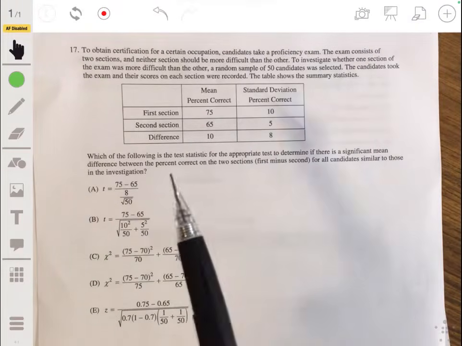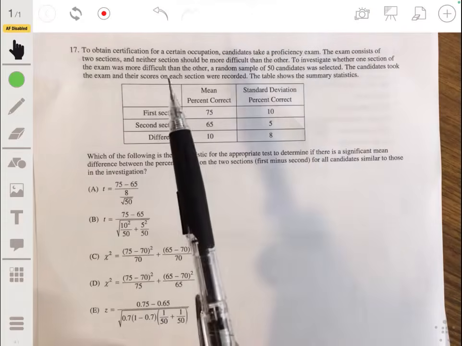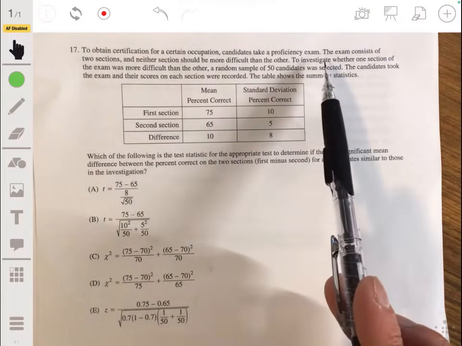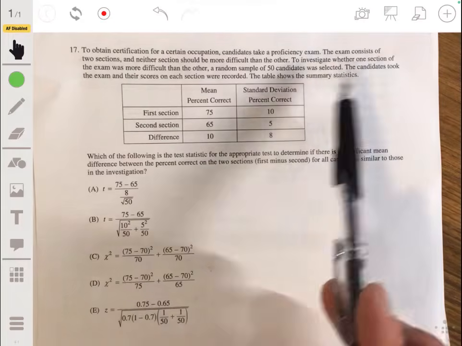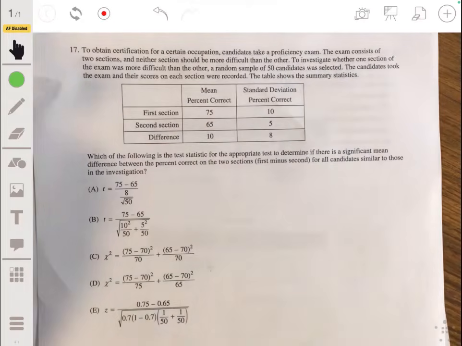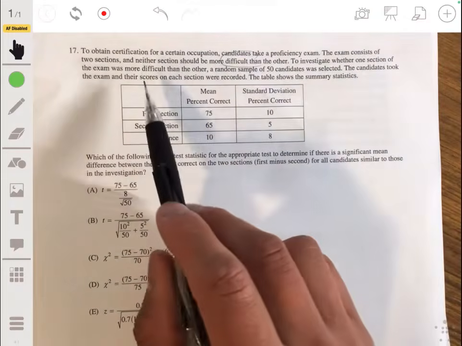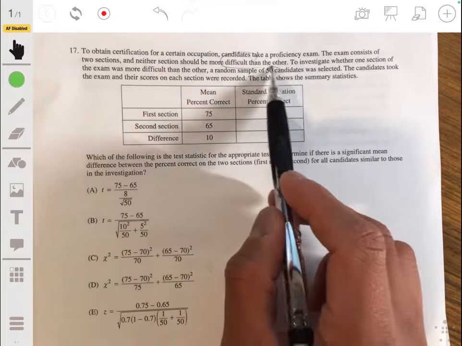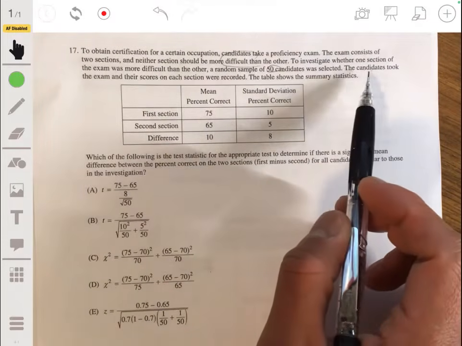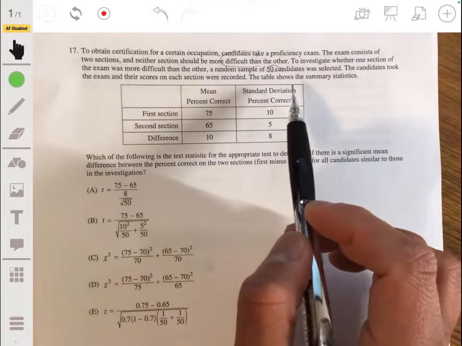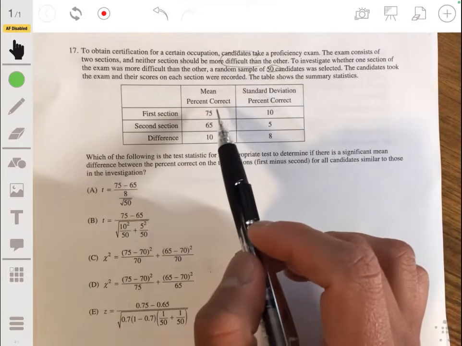All right, problem 17, we have that we want to obtain certifications for a certain occupation. Candidates take a proficiency exam. The exam consists of 2 sections, and neither section should be more difficult than the other. To investigate whether one section of the exam was more difficult than the other, a random sample of 50 candidates was selected, and the candidates took the exam and their scores in each section were recorded. The table shows the summary statistics.